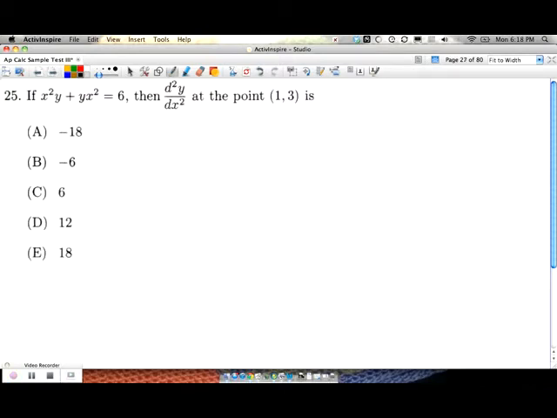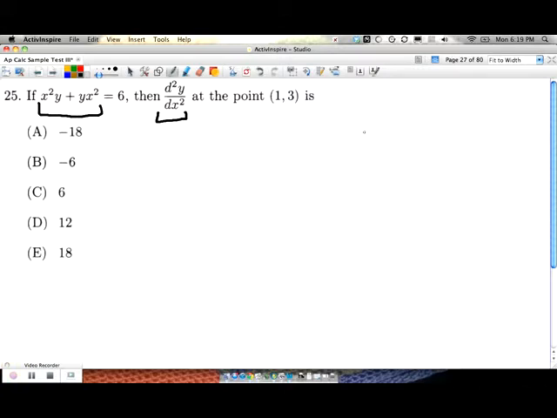Ooh, we got a lot going on here. First, notice that it's asking us for second derivative, not just first. Second, notice that we have to do implicit differentiation. This is going to be a little bit crazy, but I'm going to show you guys something that I think might help us.